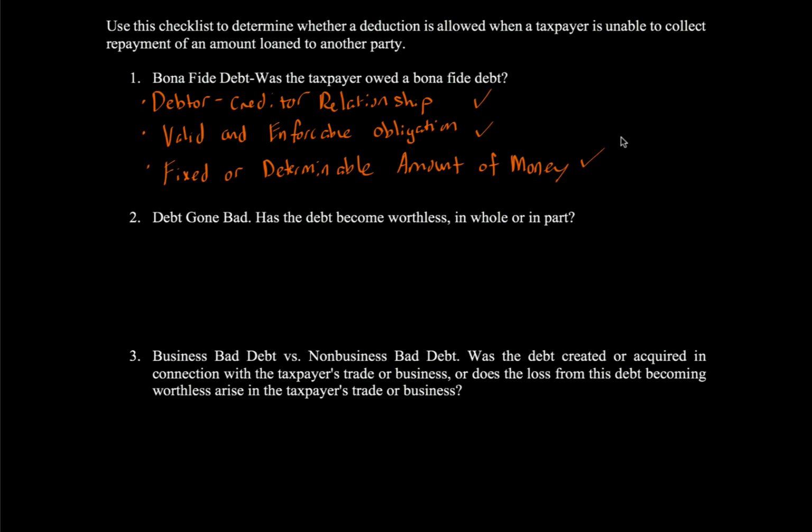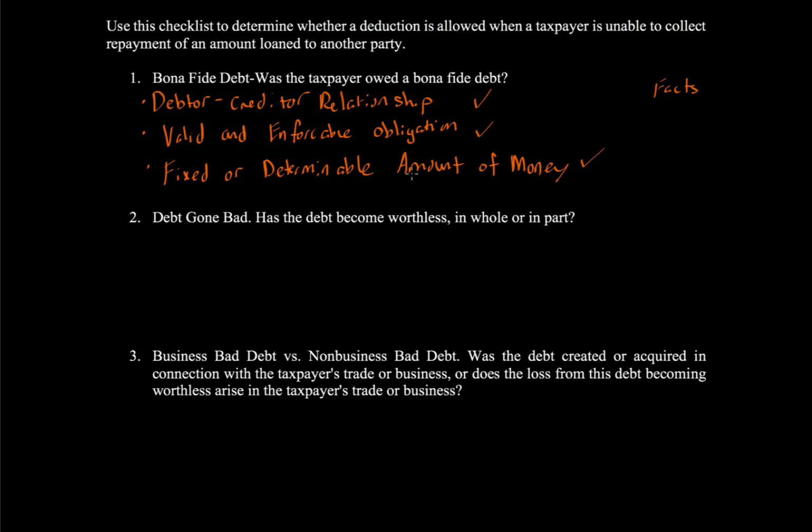It has to be a valid and enforceable obligation. So there must be, under the law, some valid enforceable obligation, and a fixed or determinable amount of money is specified. It can't just be, okay, well, they were supposed to repay me. No, that just seems not concrete enough. So it's really a facts and circumstances consideration.